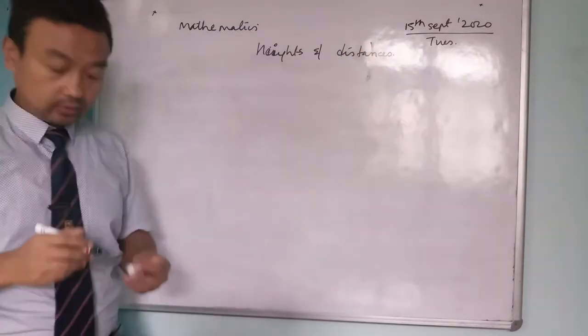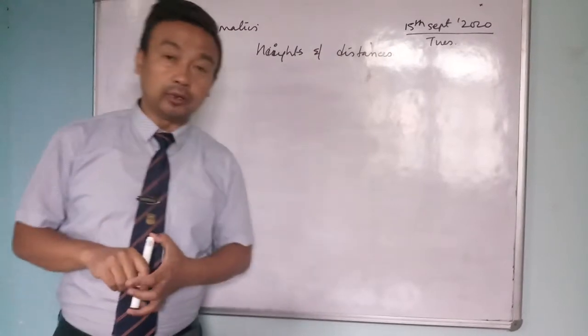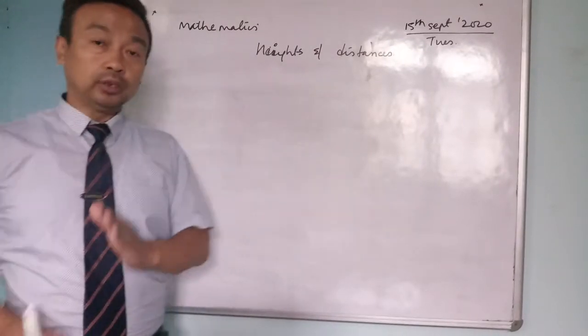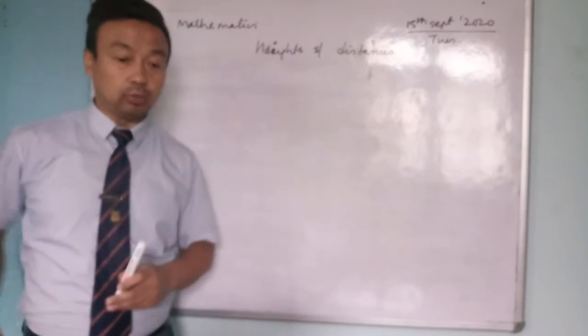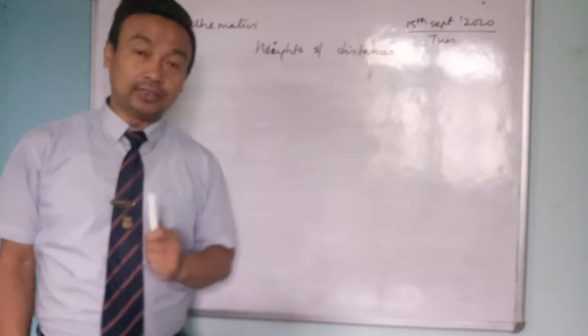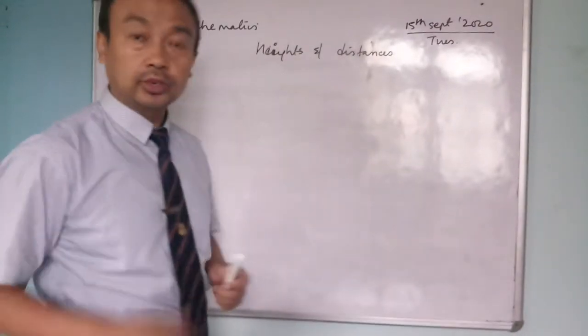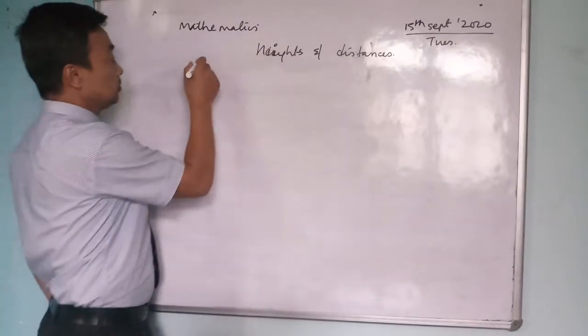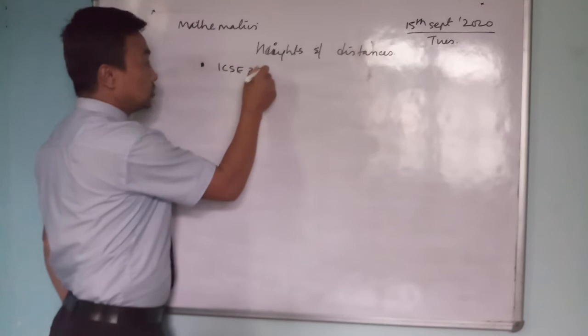In the previous classes we had already explained the two angles that we have to keep in mind in heights and distances, and we had already solved one or two questions from ICSE. We were solving only the ICSE questions. Today also we will start with ICSE questions. The first question is ICSE 2012.